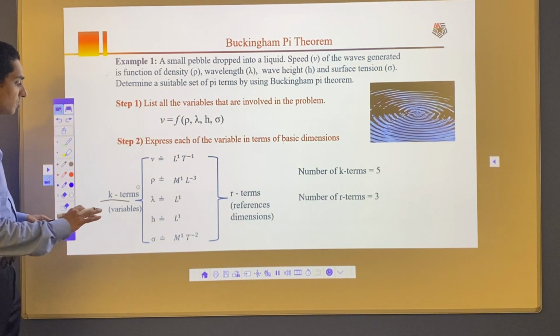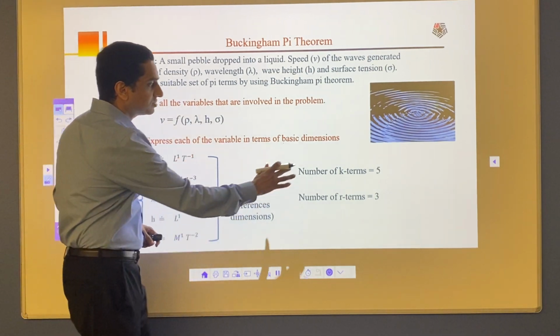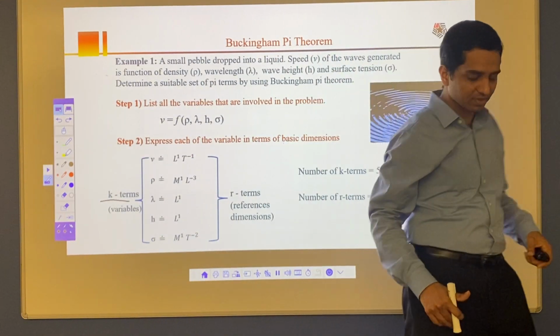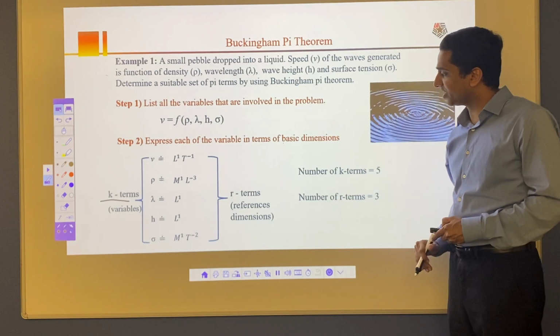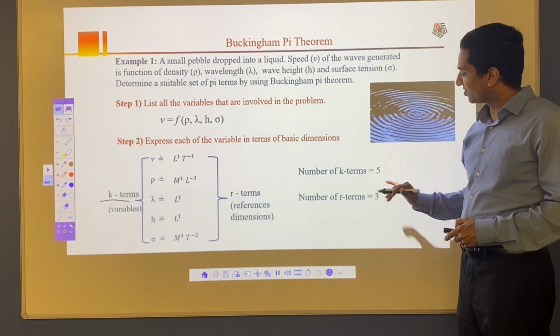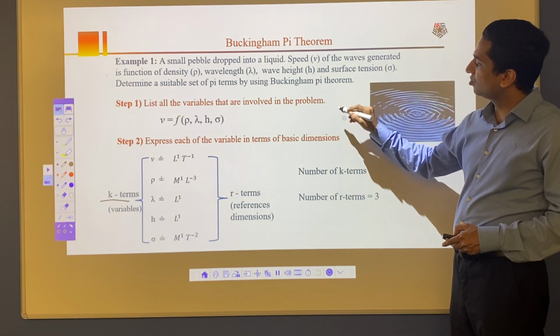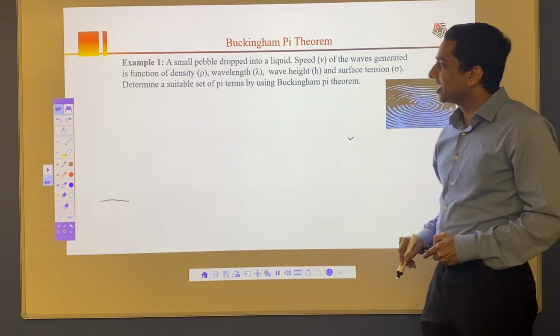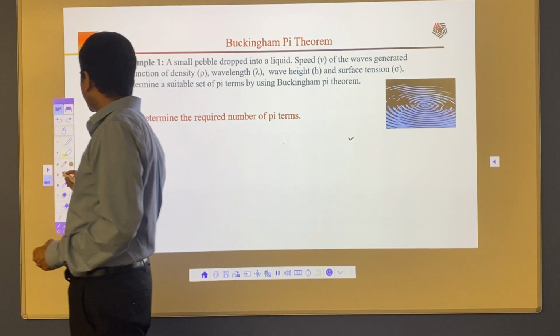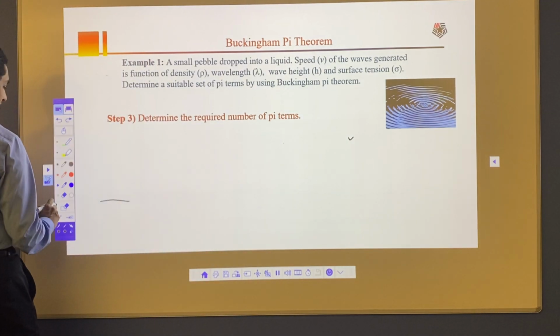For some reason he said, okay, call them k terms, call them r terms, write the number down. Okay, done. You are going to write that number down here. Once you have done that, you are done with step 2, and now you are ready to go for step 3. Now step 3 says to find out the number of pi terms.